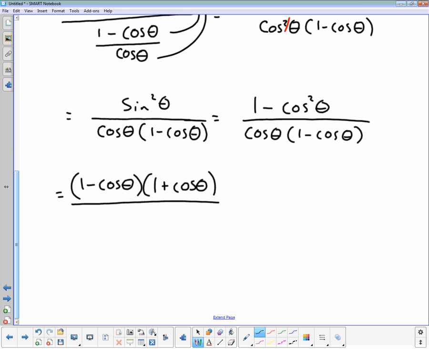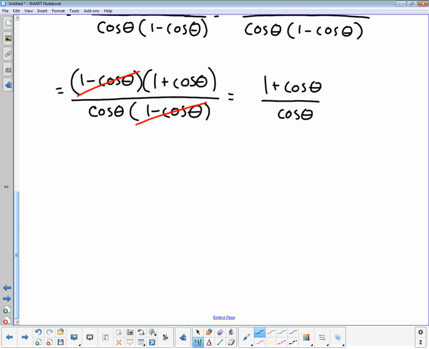Question. I'm fine with it. Yeah, it's cool. If you saw sine squared as those two parentheses, I'm fine with that. It's no problem. Right? And now, yeah, you know what?